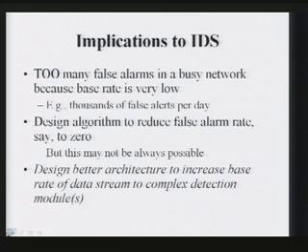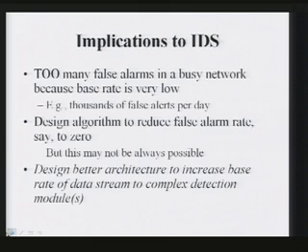Of course you can say you can always design an algorithm to reduce false alarms. If you reduce them to 0, then the Bayesian detection rate would be 1. But I think for all of you who know about IDS, that's a very difficult task.